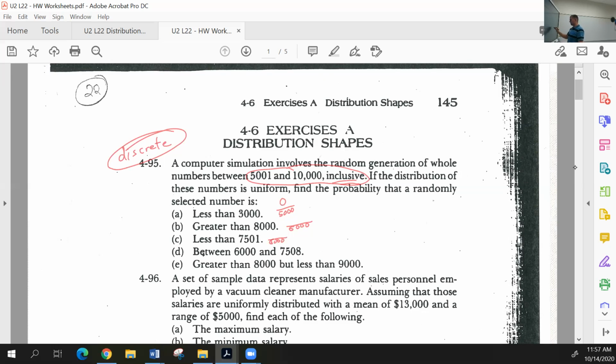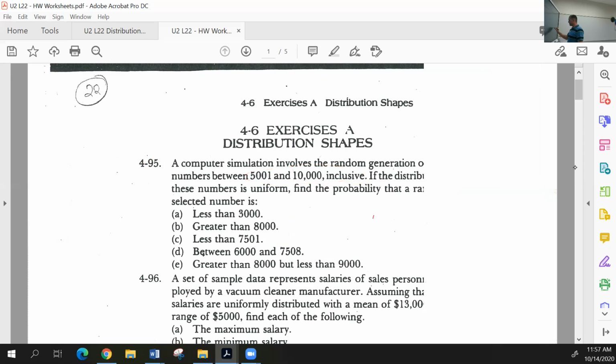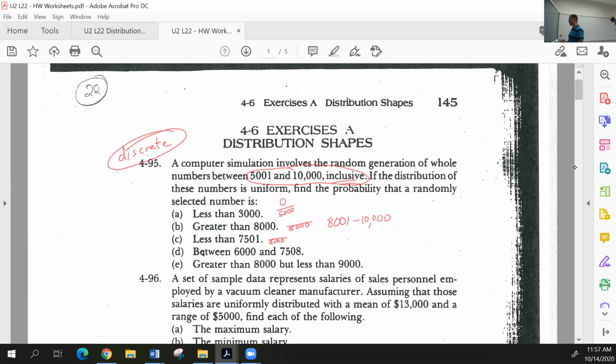Greater than 8,000. So wait a second, we're talking about discrete data. If it's greater than 8,000, you don't include 8,000. So technically, you're beginning at 8,001 and you're going up to 10,000. How many numbers are between 8,001 and 10,000? I'll give you a hint. It's not 1,999. It's 2,000 numbers, everybody.